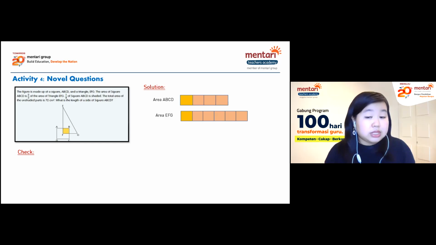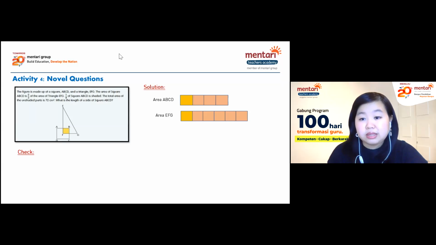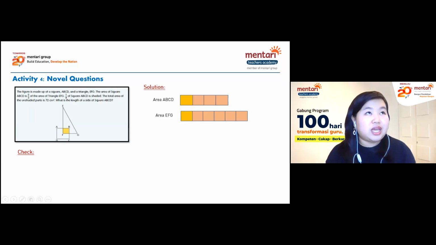Or you can even start by asking which area is larger. Is that the triangle or is that the square? And of course, as you see from my model, the model for the area of EFG is just a little bit longer, right? The ratio is 2/3. So if we know that there are 4 parts here for ABCD, we know there should be more parts for EFG. Okay, so think about that.